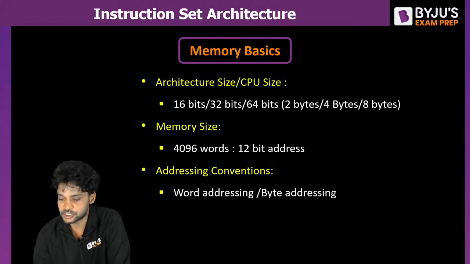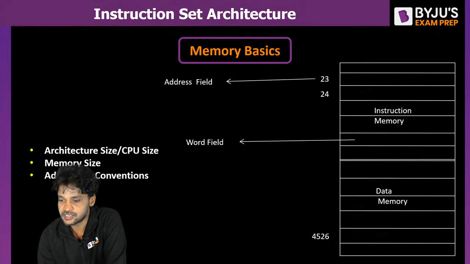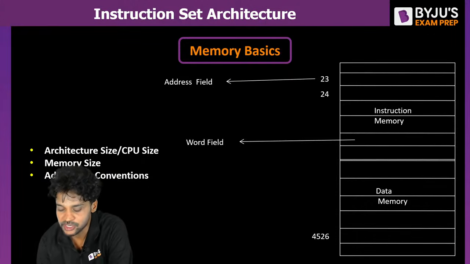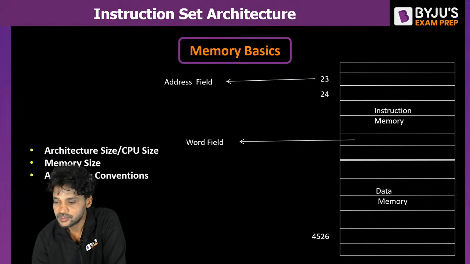You can see the instruction memory, right? This is the instruction memory. This is the data memory. When you talk about the memory, initially the total memory will get divided into two parts. One is instruction memory and one more is data memory. What is instruction memory?